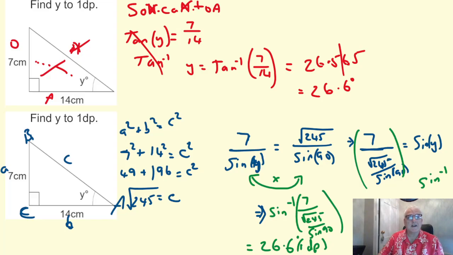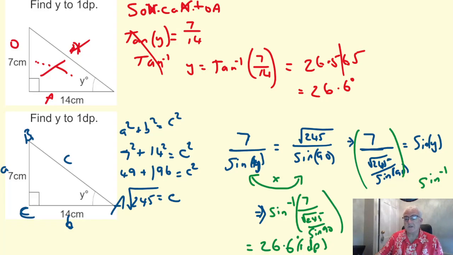Doing Pythagoras, I find out that the value of c is the root of 245. Substituting that in, 7 over sine of y equals root 245 divided by sine of 90. Remember, I've got to swap the sides. So I'm timesing through by sine y and then dividing through by what's on the right hand side of the equation. So I end up with 7 divided by root 245 divided by sine of 90, which is going to give me sine of y.